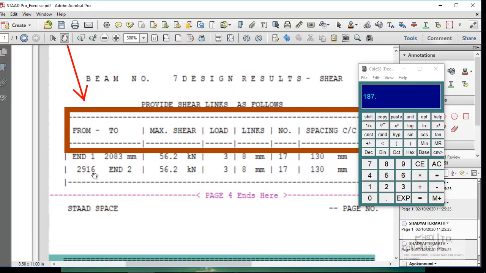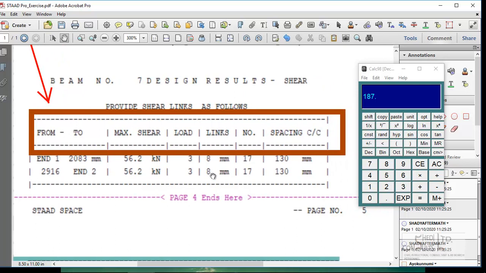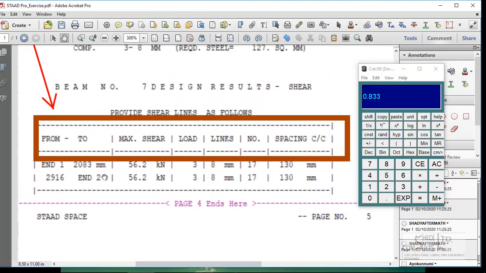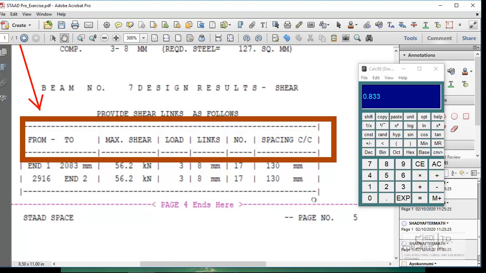Then from this distance, 2.916 to the end, you require this size of reinforcement. This is the spacing of reinforcement required. If you look very carefully, you can see there's a distance between this and this. That's to say 2.916 minus 2.083. Okay, so a distance of about 833 millimeters is saying that you do not require any reinforcement. So most possibly, the concrete cross-section has significant shear capacity to resist the shear force. That's why it has done the design based on the design requirements of the cross-section.